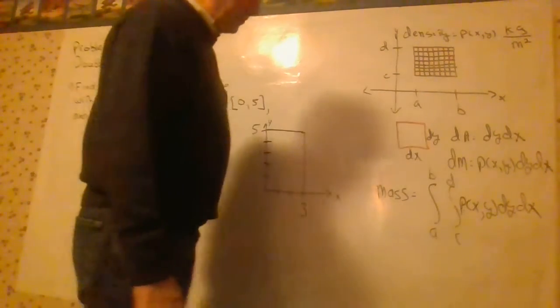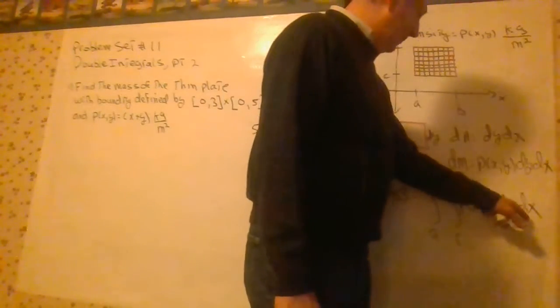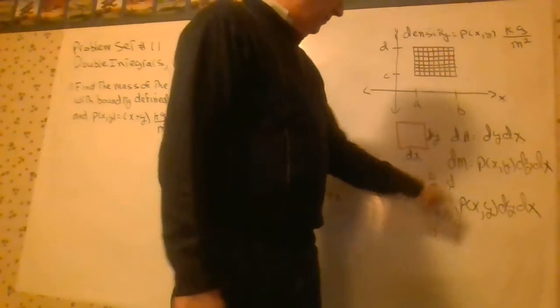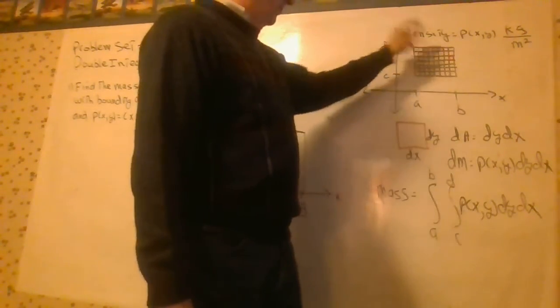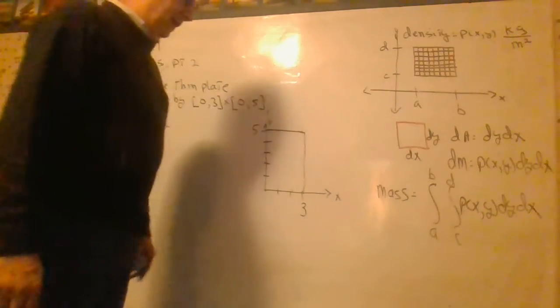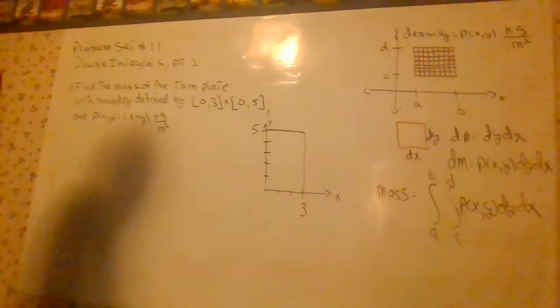The mass integral we'll set up is rho of xy dy dx, integrating from a to b and c to d to integrate over this whole region. So we're starting fairly simple, but it's okay.